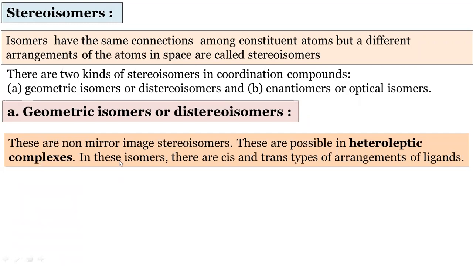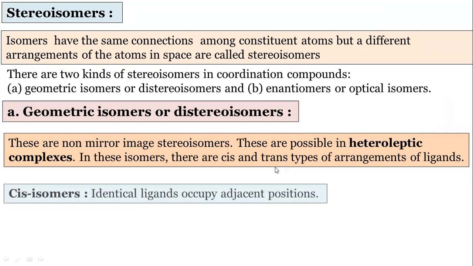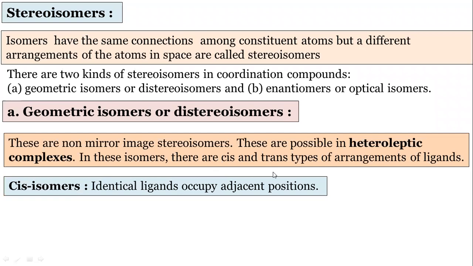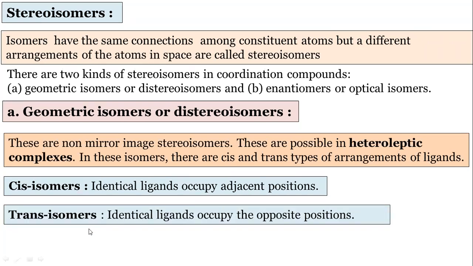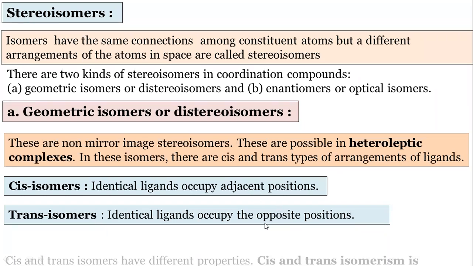Again, you know the geometrical isomers have two types, cis and trans isomers. So what is cis and trans? In the case of alkenes, the definitions are different. Now we are discussing isomers in complexes, and the definitions are different. So what is meant by cis isomers? The identical ligands occupy adjacent positions, remember. And in the case of trans isomers, identical ligands occupy opposite positions. After an example, these concepts will be clear, what is meant by cis isomer and what is meant by trans isomer.